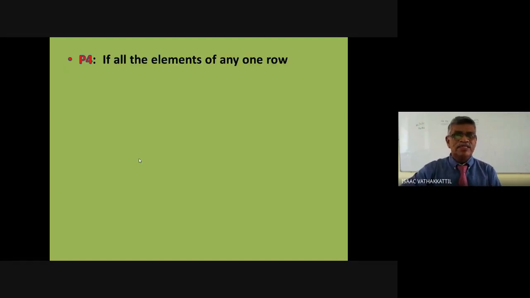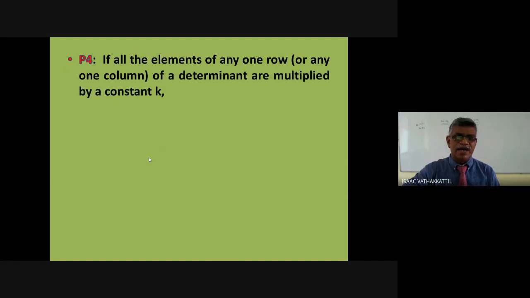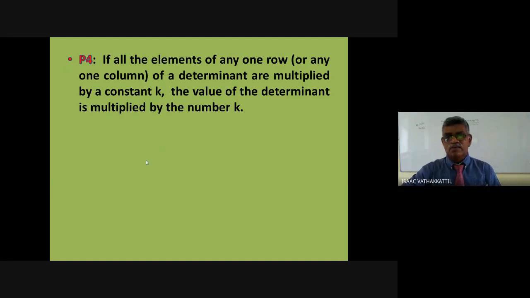P4 is that if all the elements of any row or any column of a determinant are multiplied by a constant, I am multiplying the elements of one row of a determinant, what happens? The value of the determinant is multiplied by the number k. Remember, this is not valid for a matrix. If you are multiplying a matrix by a constant, I have to multiply each and every element of the matrix. But here, if I multiply one row, that is as good as multiplying the determinant. Right?